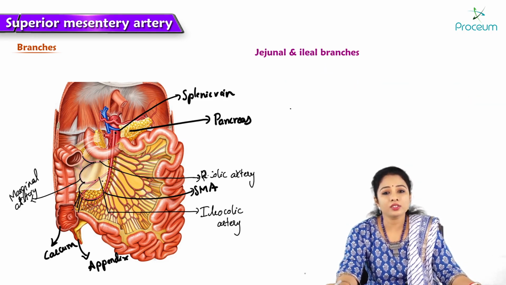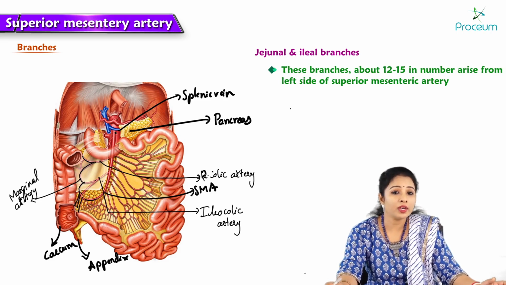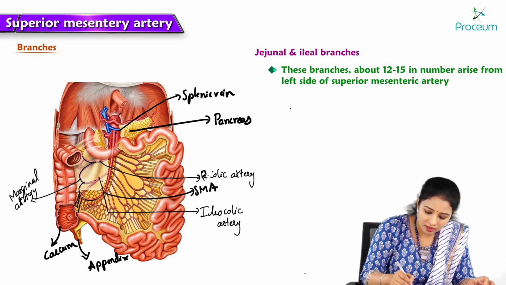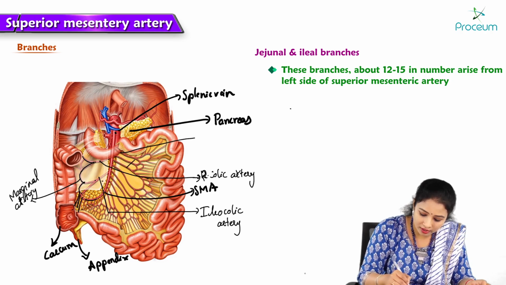Next, regarding the jejunal and the ileal branches, these are around 12 to 15. These branches are about 12 to 15 in number and arise from the left side of the superior mesenteric artery. We can see several jejunal and ileal branches.